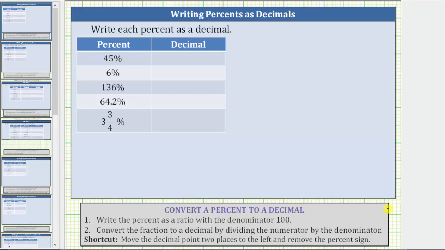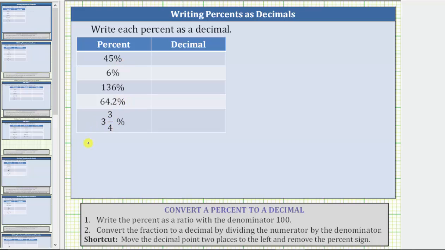The second method is the shortcut method, in which we begin with the percentage, move the decimal point 2 places to the left, and remove the percent sign. In this exercise, we will show both methods for the first 3 percentages, and then for the last 2 percentages, we will only use the shortcut.